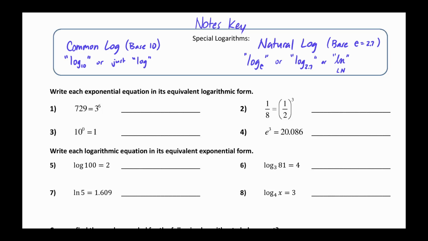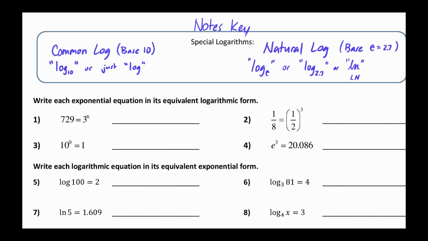The first questions here on the second page, we need to write each exponential equation in its equivalent logarithmic form. We're just translating back and forth. So question number 1. 729 equals 3 to the 6th power. In log form, we need to write the word log. The base is 3. That's the big number. I put my answer, which was 729, equals 6. 6 is the exponent. If I did my swirly, 3 to the 6th power equals 729.